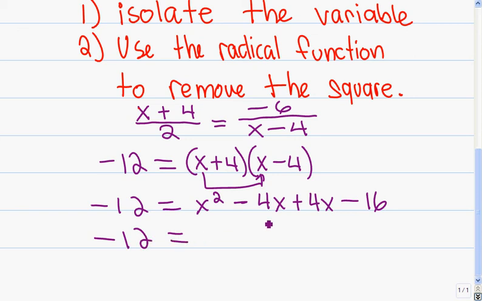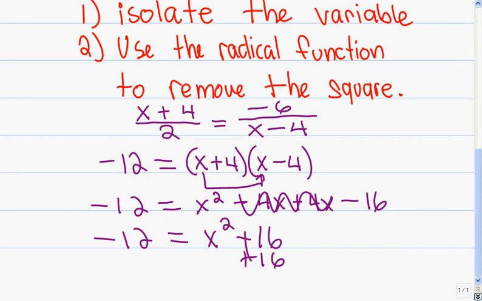Now I'm going to combine these. Positive 4x minus 4x is 0. So what I have left is x squared minus 16. Now I can start talking about isolating the variable. I've got to get x squared by itself. So to get x squared by itself, I've got to get rid of the 16. So I'm going to add 16.